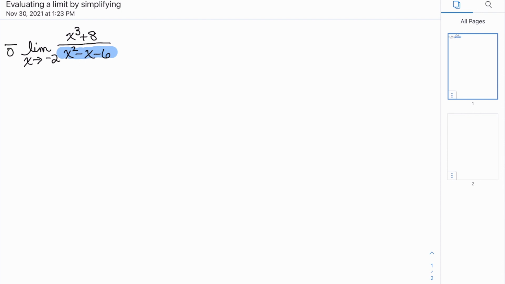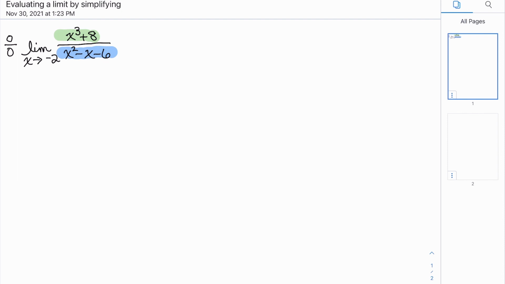Now, let's see what's happening in the numerator. As x approaches -2 for my numerator, something approaching -2 cubed approaches -8, and then plus 8, that gives me a 0 in my numerator as well. So this is 0 over 0, which is called an indeterminate form. When we have that type of an expression, we need to investigate it a little bit closer to see what's really going on.